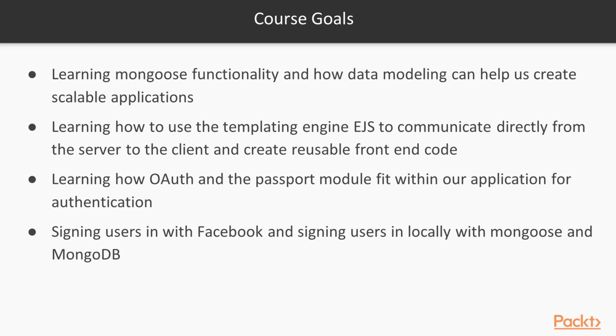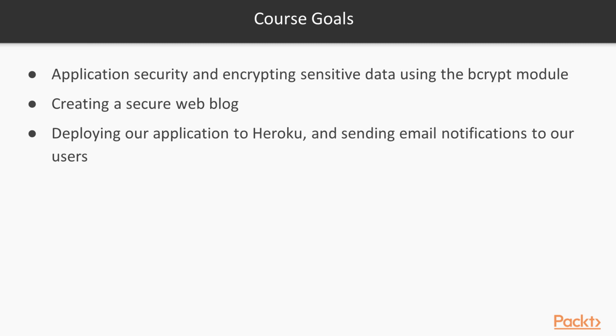We will be learning how OAuth and the passport module fit in within our application for authentication. We will be signing users in with Facebook and signing users in locally with Mongoose and MongoDB. We will be discovering application security and encrypting sensitive data using the bcrypt module. And we will be creating a secure web blog, as well as deploying our web blog application to Heroku and sending email notifications to our users.